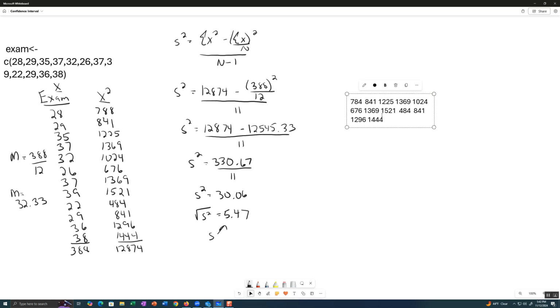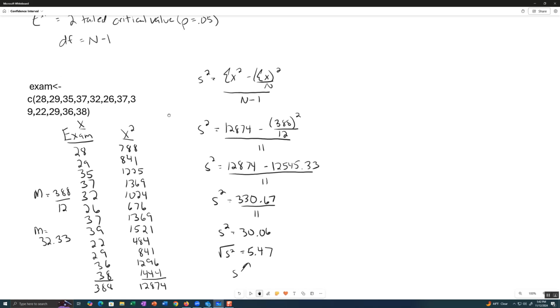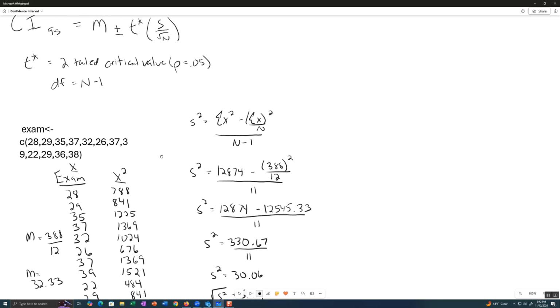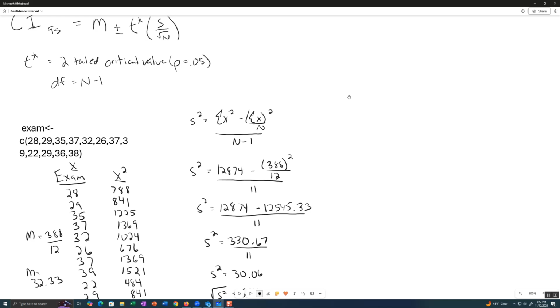So now that I have that, I can get rid of these scores here. Let's delete that. I don't need any of that, right? So now we're going to go back and look at the formula here. Let's do the confidence interval of 95. I'm going to need the T star here. So let's do the mean, which is 32.33.